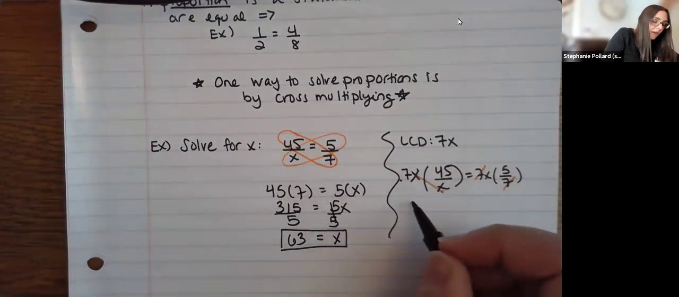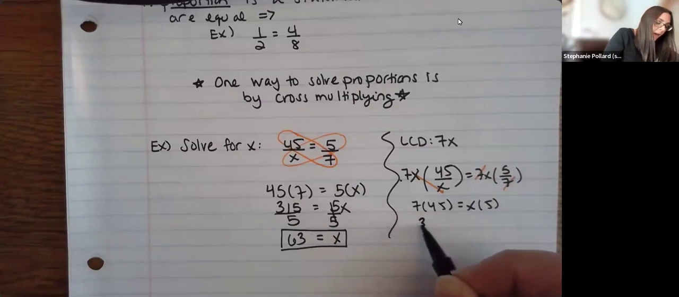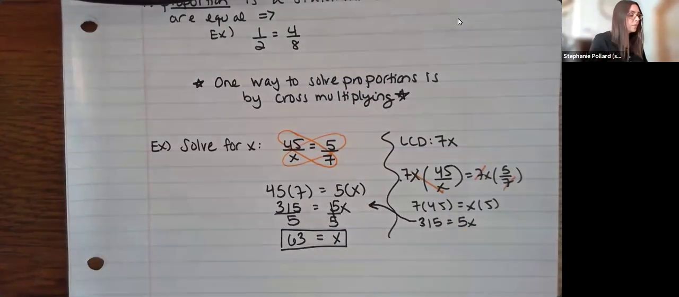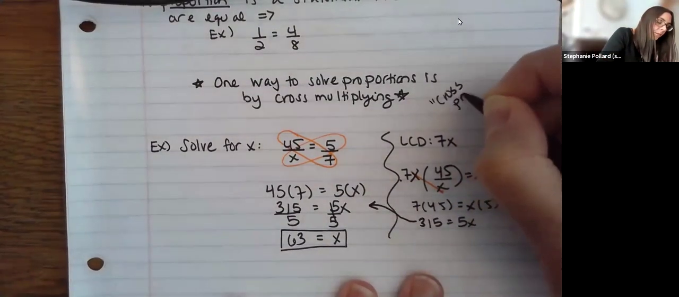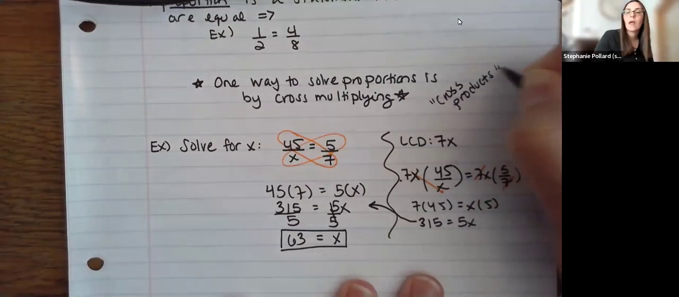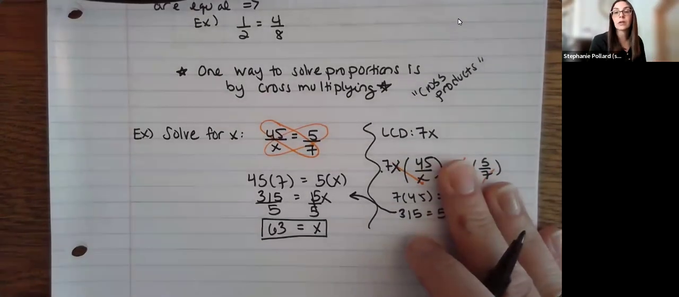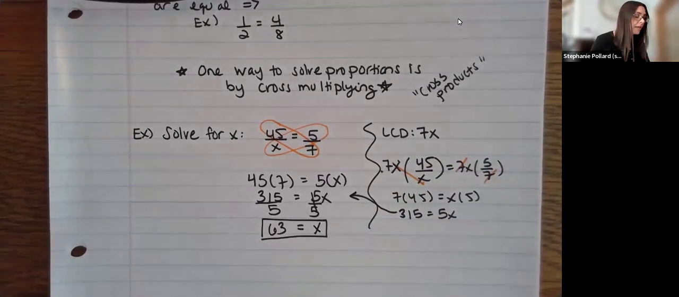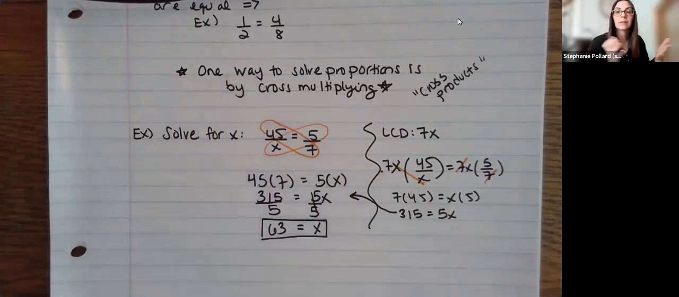Notice what you have left. You have 7 times 45, and you have x times 5. And if you multiply that out, you're going to see that you get the same exact equation as this step here. So the cross multiplying technique, also called cross products, gets you the same solution as using common denominators, or the LCD to cancel. It's just that you're able to do it a little bit quicker. But again, it only works for a ratio equals a ratio, which is why it's a very particular case.